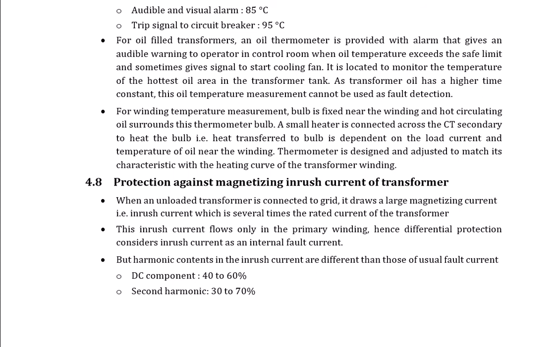When an unloaded transformer is connected to the grid, it draws a large magnetizing current, the inrush current, which is several times the rated current of the transformer. This inrush current flows only in the primary winding, and hence the differential protection considers the inrush current as an internal fault current.